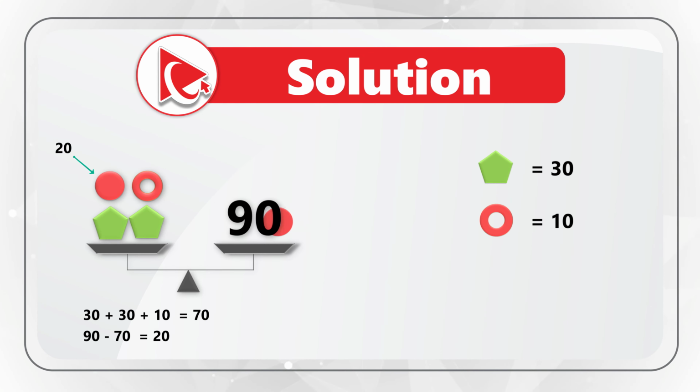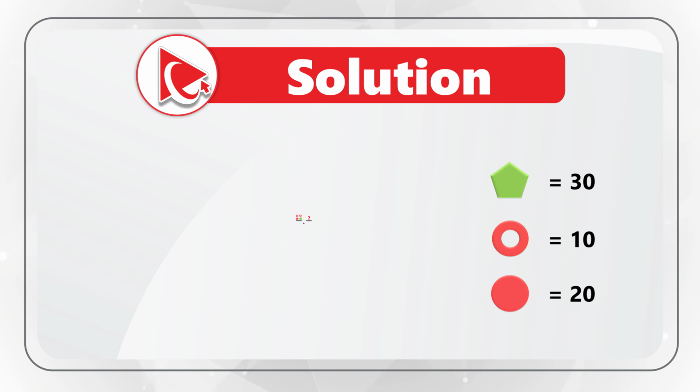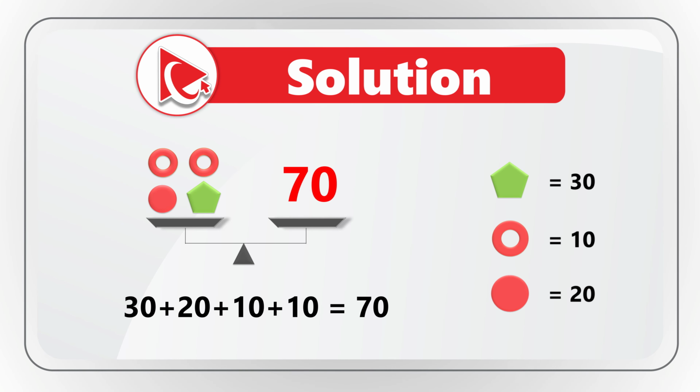Now we know the values of all the shapes. Pentagon equals 30, bagel equals 10, and circle equals 20, and we can calculate the missing number. 30 plus 20 plus 10 plus 10 equals 70. Which means the correct answer is choice C, 70.